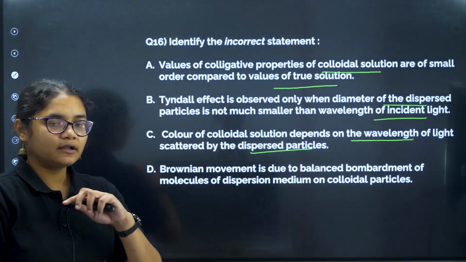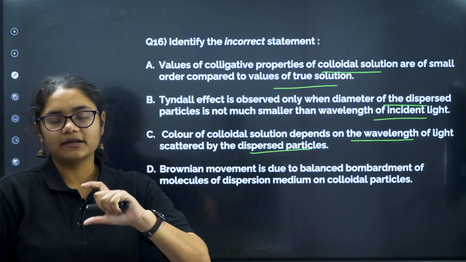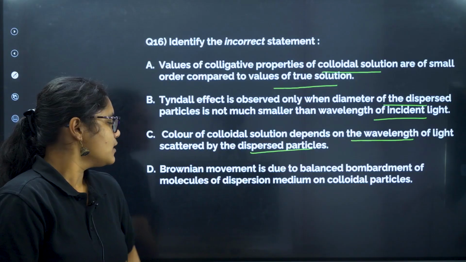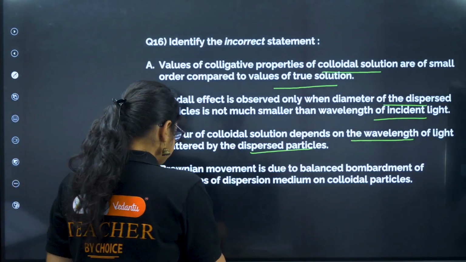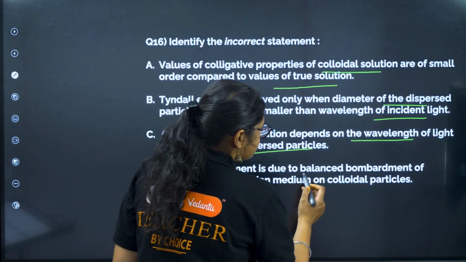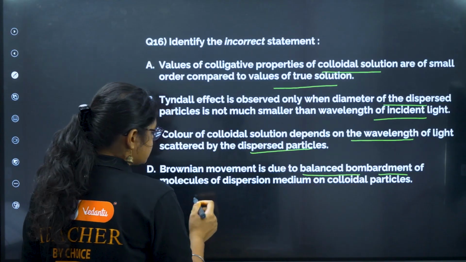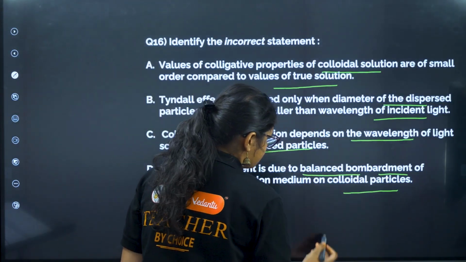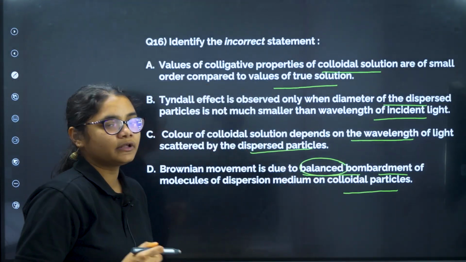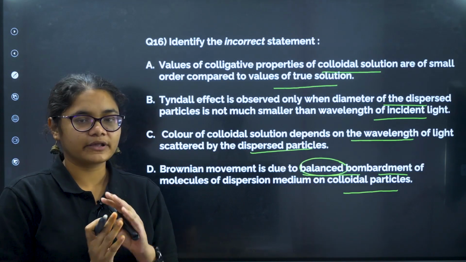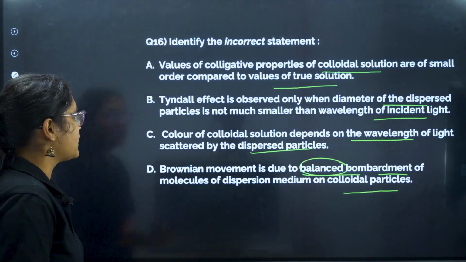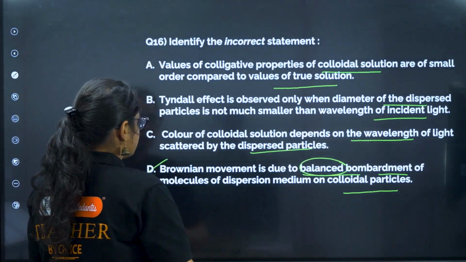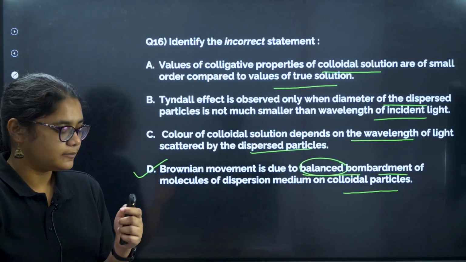Okay. So the wavelength of light that is dispersed, that color will be visible in the solution. And the last one, Brownian movement is due to the balanced bombardment of molecules of dispersion medium on colloidal particles. So this part is wrong. It is due to the random bombardment. Okay, there is no pattern in that. So the correct answer for this question is option number D, which is the incorrect statement.